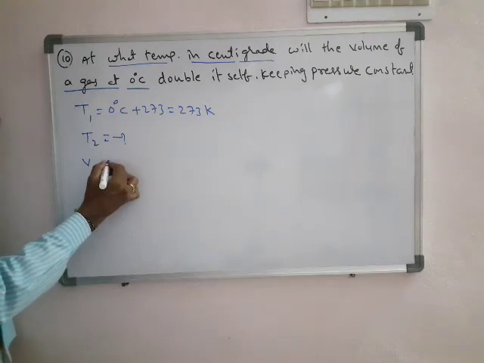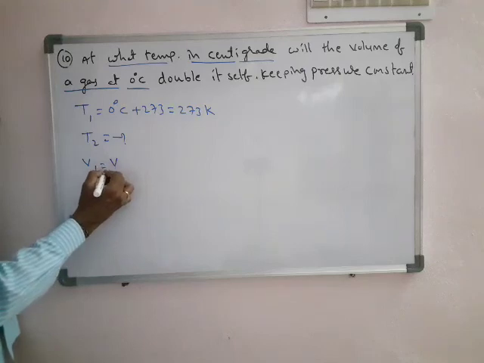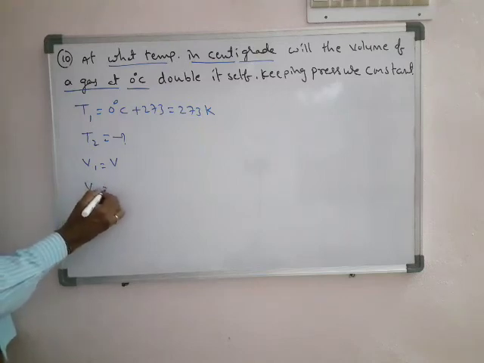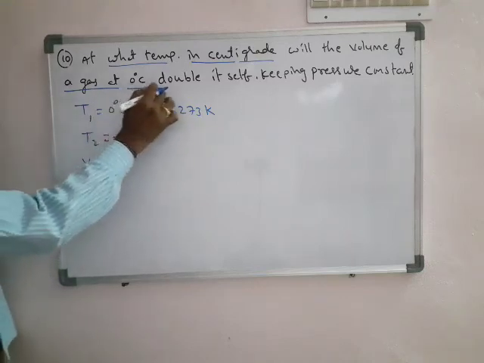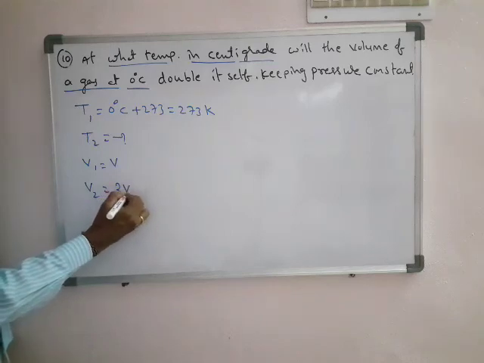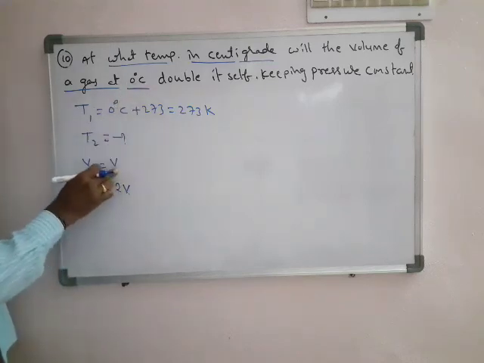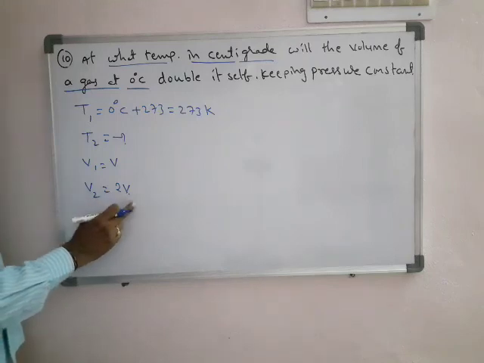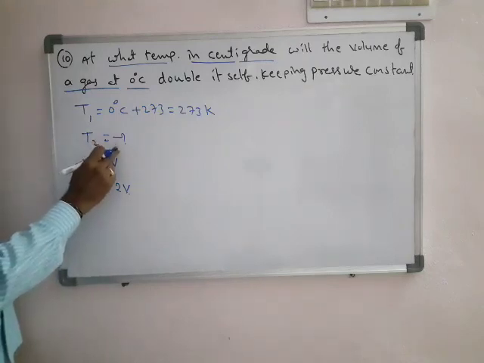Keeping the present volume of the gas, it will double itself. Let's take the initial volume V at 0 degrees Celsius. So the final volume must become 2V. So what will be the temperature in centigrade?